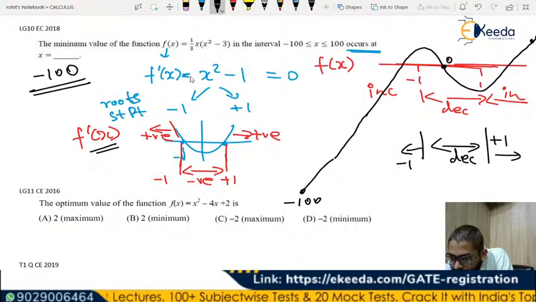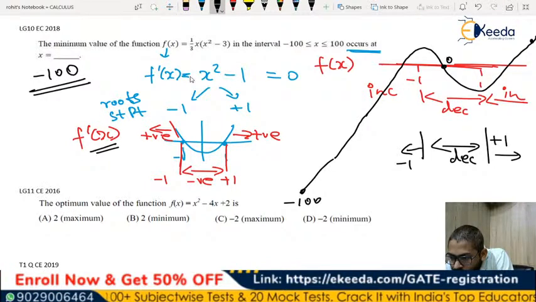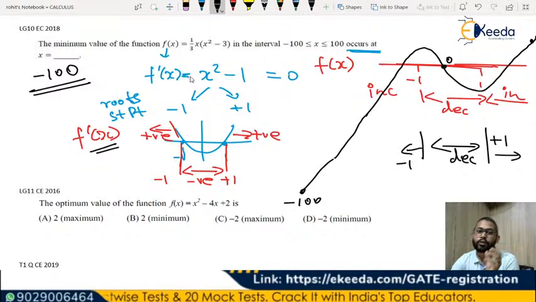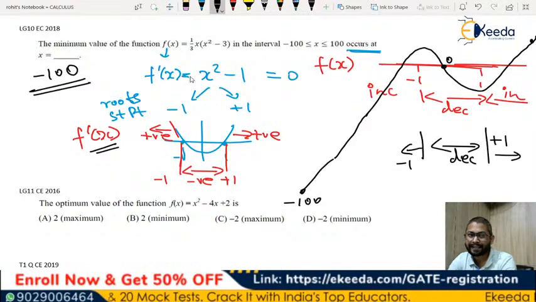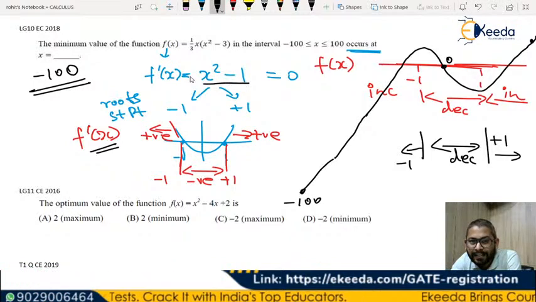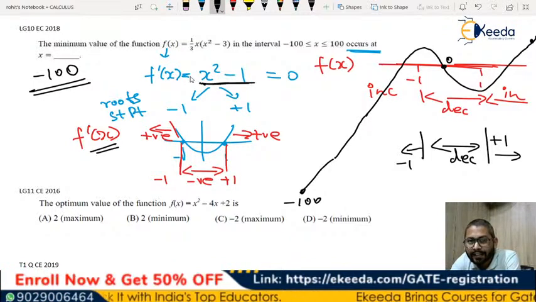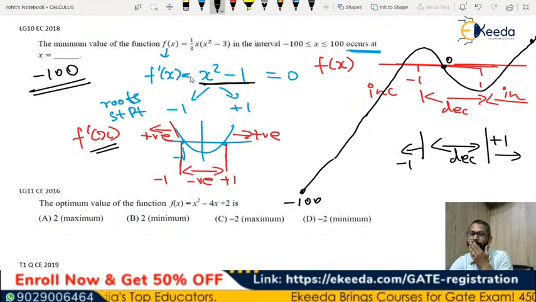Sahil, how did you know it's negative between the points and positive outside of them? I am talking about f dash of x. F dash of x is this. Please check this, Sahil. This is the first derivative, x square minus 1.